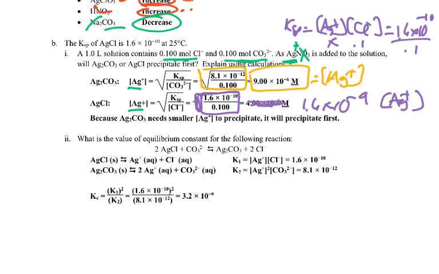Well, which is smaller? This one is smaller. So that's 10 to the minus 9 compared to 10 to the minus 6. So the silver chloride is going to precipitate first.